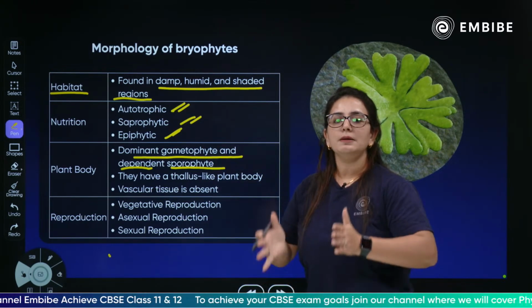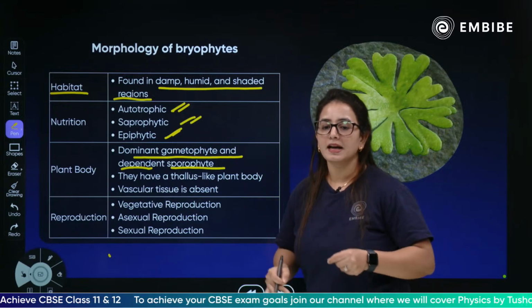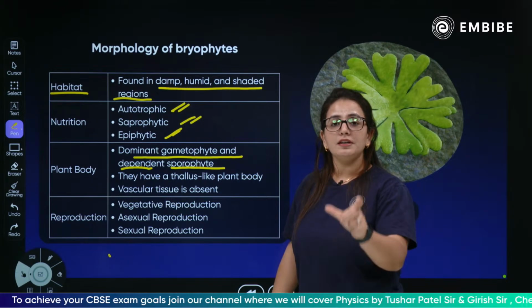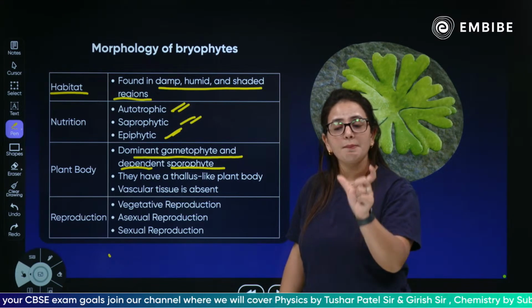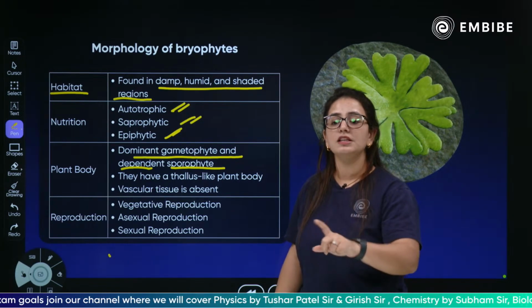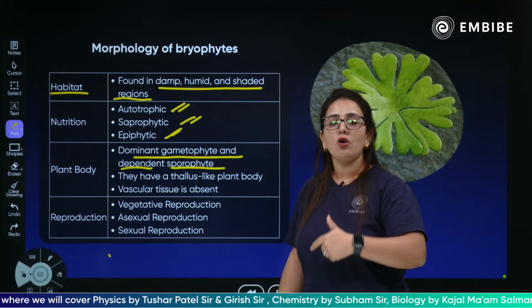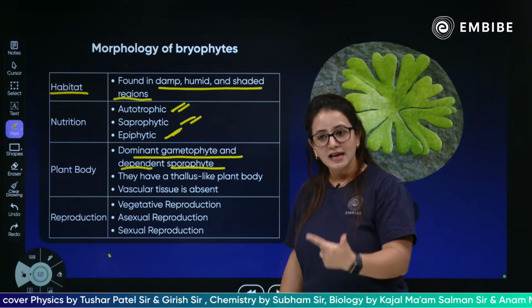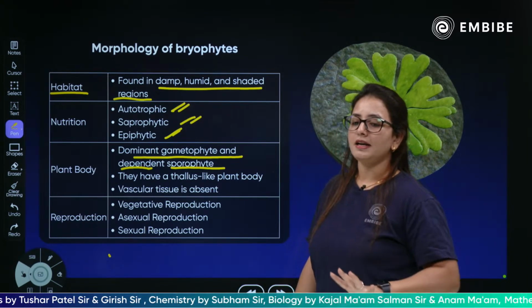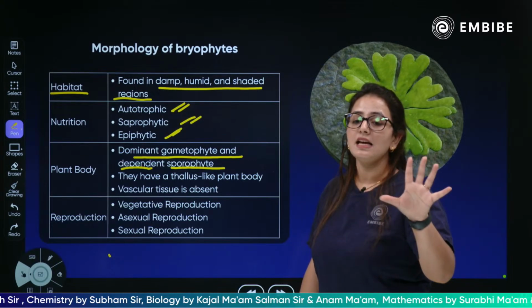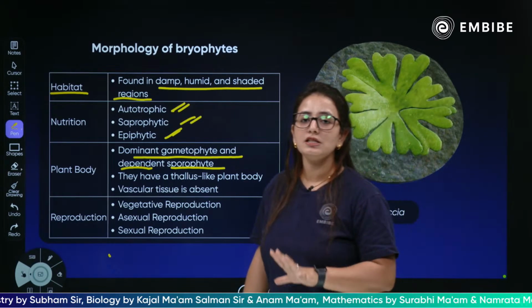So talking about the plant body of the bryophytes, they have a dominant gametophyte. The gametophytic body which produces gametes dominates, yet it is totally dependent on the sporophytic structures. The gametophyte is dominant, but it is present on the sporophytic structure, as you can say, like a parasite on the sporophyte.